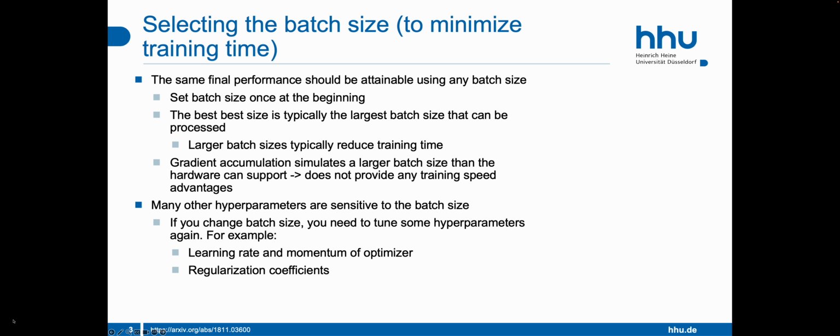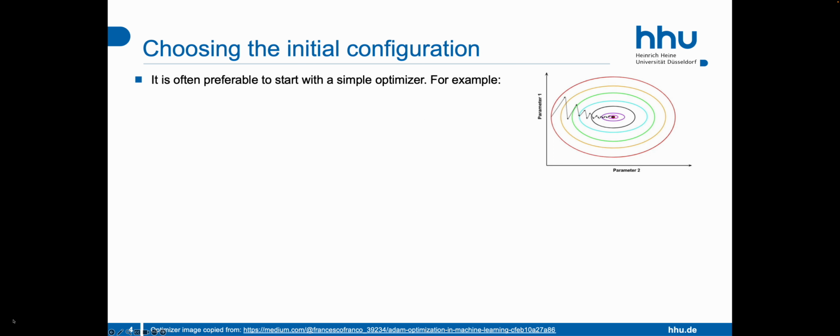It is also important to note that many other hyperparameters are sensitive to the batch size. This means if you decide to change the batch size at a later point, maybe because you move to larger computational resources, you need to retune other hyperparameters. In particular, you need to tune again the learning rate and the momentum of the optimizer, but also regularization coefficients.